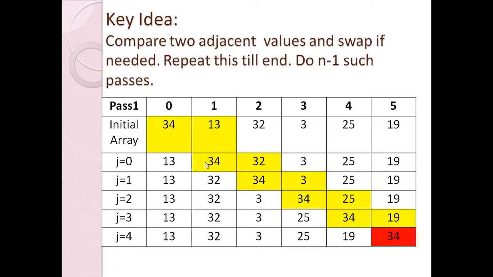I hope that you have understood how this works. So let us keep in mind the key idea of the bubble sort algorithm. The bubble sort algorithm runs n minus 1 passes and it compares two adjacent values and swaps if needed. Two adjacent means 0 and 1, then 1 and 2, then 2 and 3, 3 and 4, fourth and fifth. They are compared. And if required, swapping is done. And this work is repeated for n minus 1 passes.